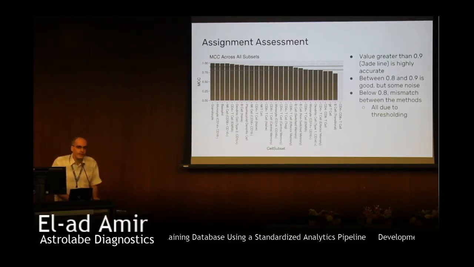Anything above 0.9 we deem as highly accurate. The second threshold is the gray line between 0.8 and 0.9, which we call good, but there is some noise there. Anything below 0.8 required further investigation on our end.